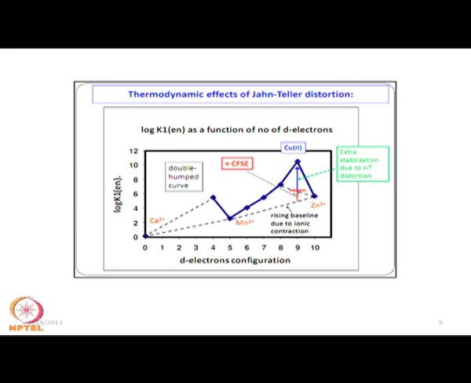So, any kind of physical information that we get due to that Jahn-Teller stabilization is reflected from determining the log K1 values for ethylenediamine coordination or binding. Next, we will move on to another situation, which we were just discussing, for the corresponding spin state.